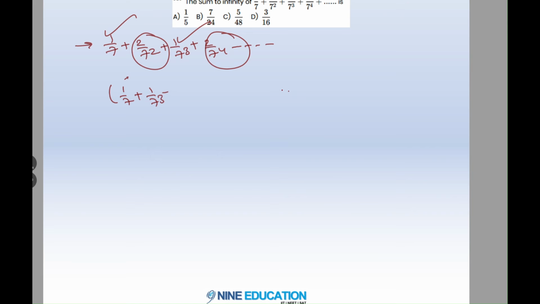1 by 7 plus 2 by 7 square plus 1 by 7 cube plus 2 by 7 power 4. So collect the terms this and this into a separate bracket. So 1 by 7 plus 1 by 7 cube, 1 by 7 power 5 and so on, plus 2 by 7 square plus 2 by 7 power 4, 2 by 7 power 6 and so on.